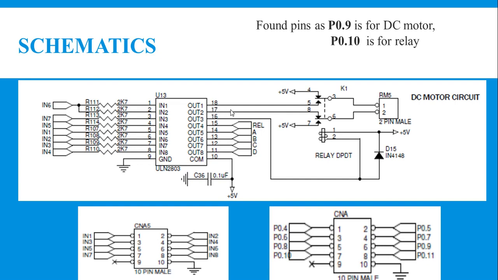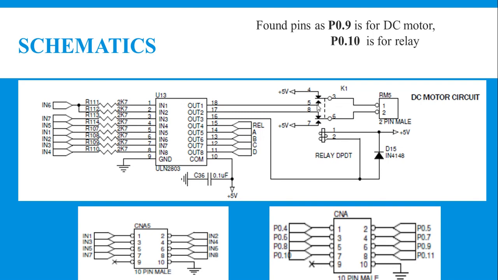That means whenever you apply logic 1 via the 9th pin of port 0, your microcontroller sends logic 1 through the 9th pin of port 0, then your driver will make the 18th and 17th pins, that is out 1 and out 2 of the driver, create a ground path for the DC motor. Those ground paths are connected to the normally closed terminal and normally open terminal of the DPDT respectively.